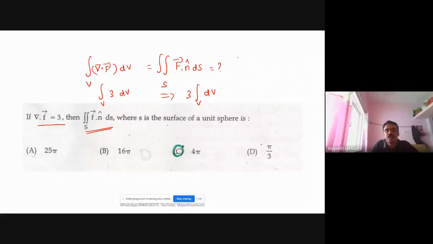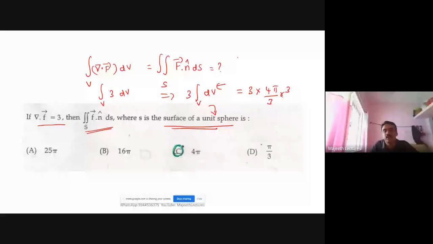What is the surface they give? Surface of a sphere. So dv means it is the volume of the sphere. So 3 into the volume of the sphere, which is 4 by 3 pi r cubed. It is talking about the unit sphere, so r is equal to 1. So 3 cancels, 4 pi into 1 cubed, that is equal to 4 pi. Right? So in this way we have to solve the problem. This is the shortcut. If you apply all the things, it will take minimum 30 to 40 minutes to find the answer.